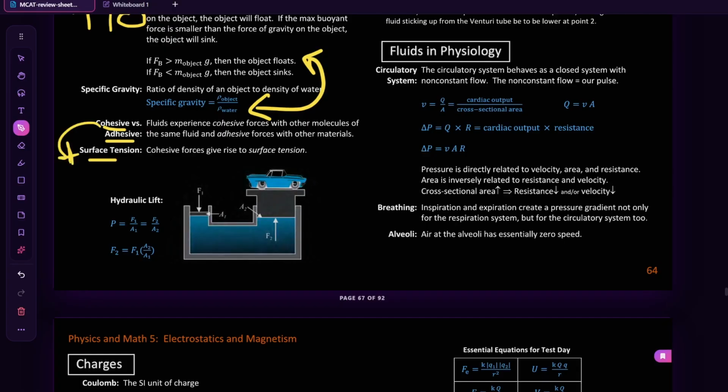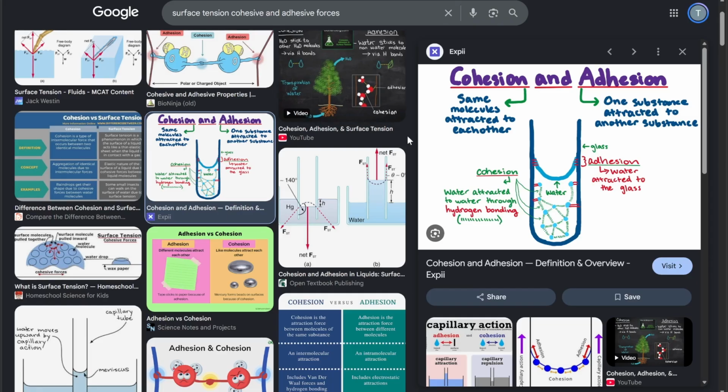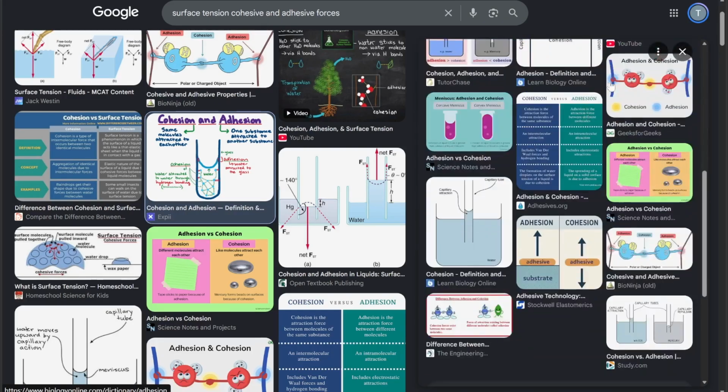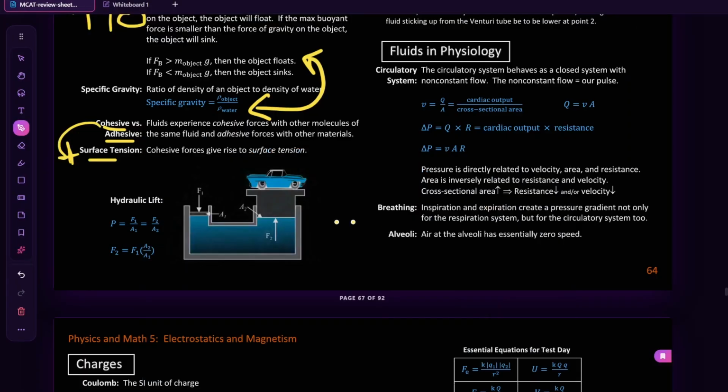I'm going to show a picture of this, it's better. Someone drew this diagram here, it's kind of nice. So, cohesion and adhesion. Cohesion: same molecules attracted to each other. Adhesion: one molecule attracted to another substance. Adhesion would be water attracted to the glass, so it's creating this shape here. And cohesion is water being attracted to water. Okay, that's a good diagram.